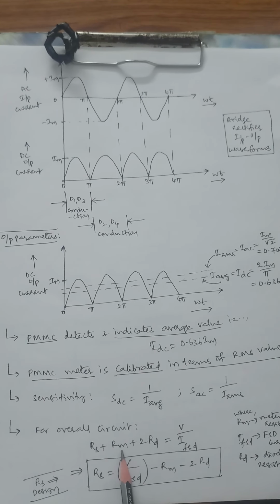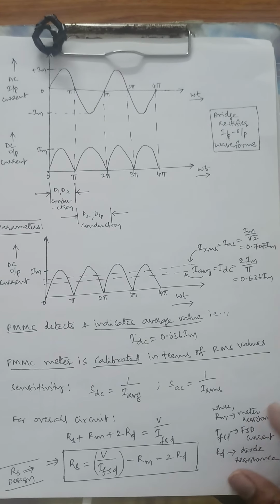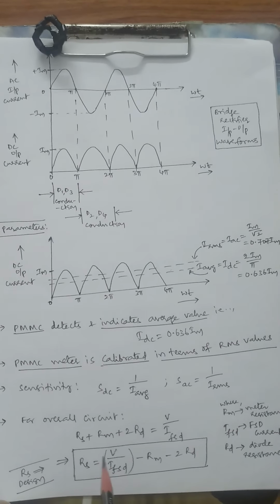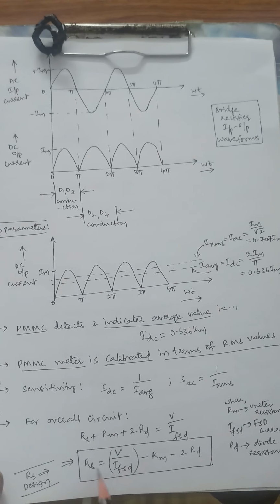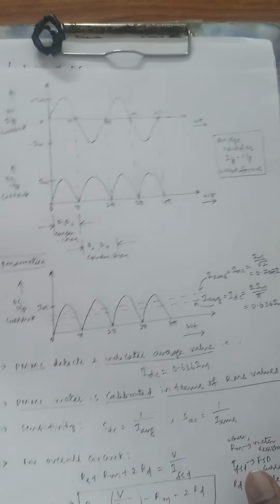RM is known to you for a given PMMC. For a given diode, RD is known to us. For a given AC voltage that we are going to measure, V is known. IFSD is the full scale deflection current of the given PMMC. Once we know all these parameters, we can design the RS value. For a given rectifier type instrument and given PMMC values, we find the RS value. That is nothing but the design of RS.